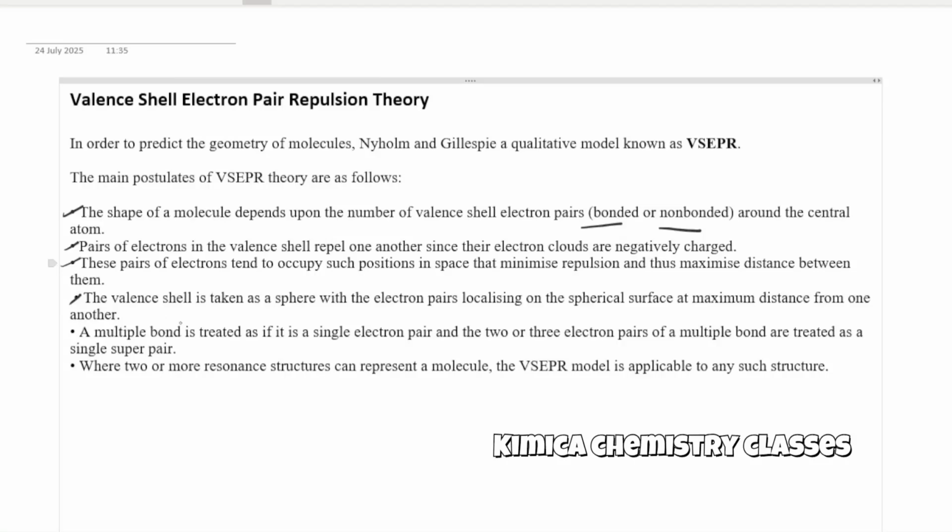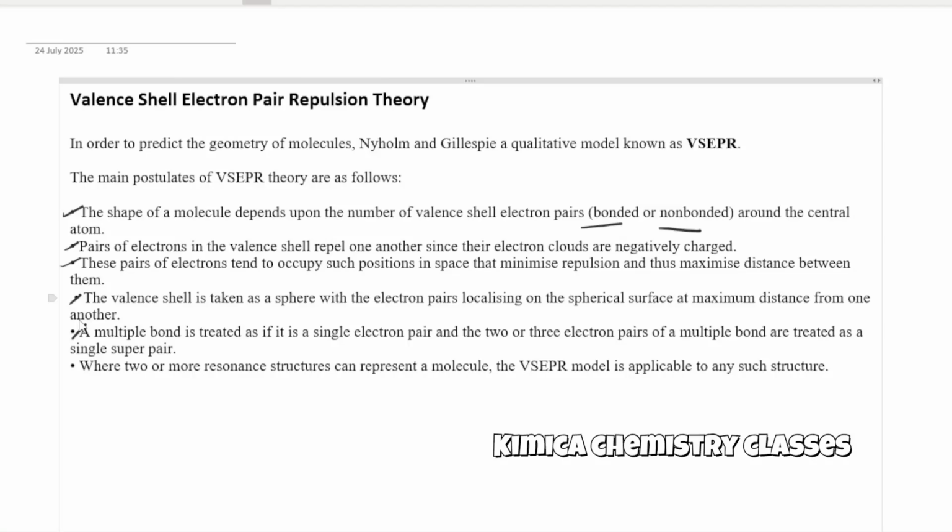So the next postulate is a multiple bond is treated as if it is a single electron pair, and the 2 or 3 electron pairs of the multiple bond are treated as a single super pair. That means double or triple bonds are treated as a single group, a super pair. Why? Because for the purpose of spatial arrangement, the electron pairs in a multiple bond occupy the same general area, right? So they do not increase the number of regions of electron density around the central atom compared to a single bond. So that is the reason double and triple bonds come under a single super pair.